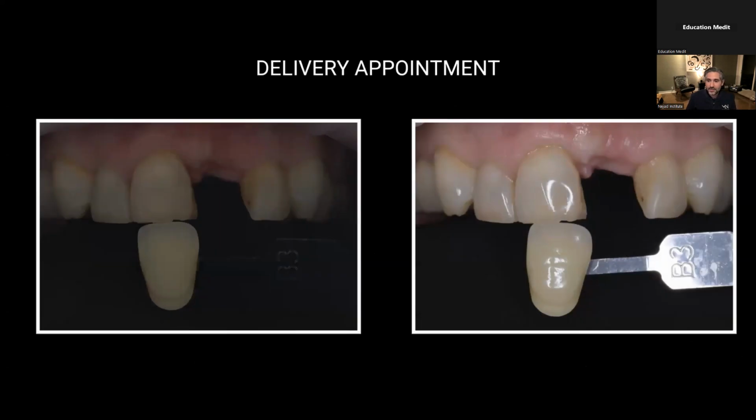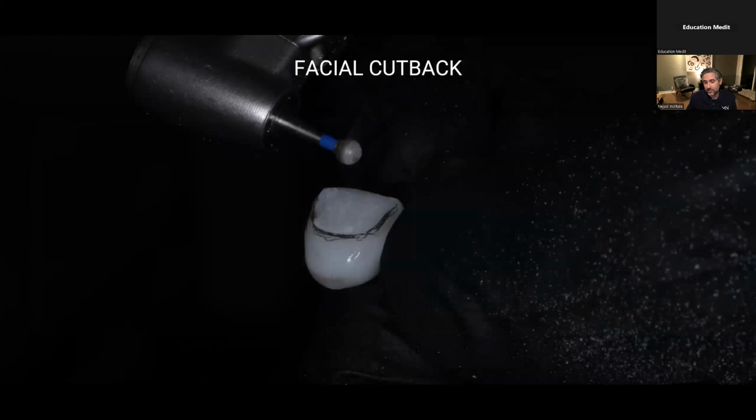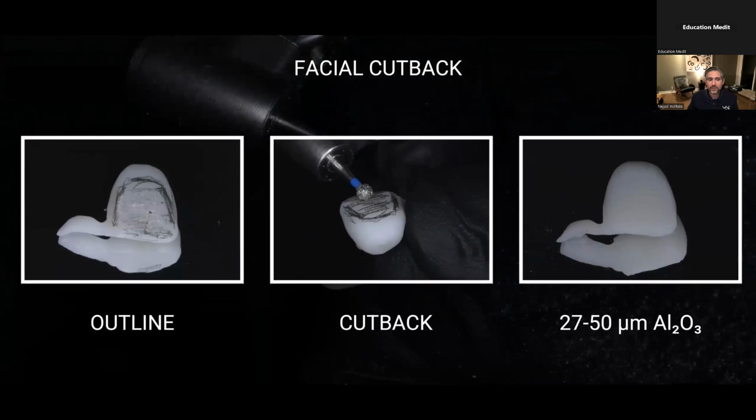So now I am taking photos again, and I'm noticing I think B3 will be the best shade. Before I was kind of indecisive between A2 and B2, but I'm thinking B3. So what I do this time around, second time, to try to get a little bit of a more aesthetically pleasing result, is do a facial cutback. So I just cut back using a round burr, approximately 0.5 millimeter of the facial surface. So you see I marked the area, outlined it, cut it back using a diamond, and then I air abrade the whole thing with 27 to 50 micron aluminum oxide.